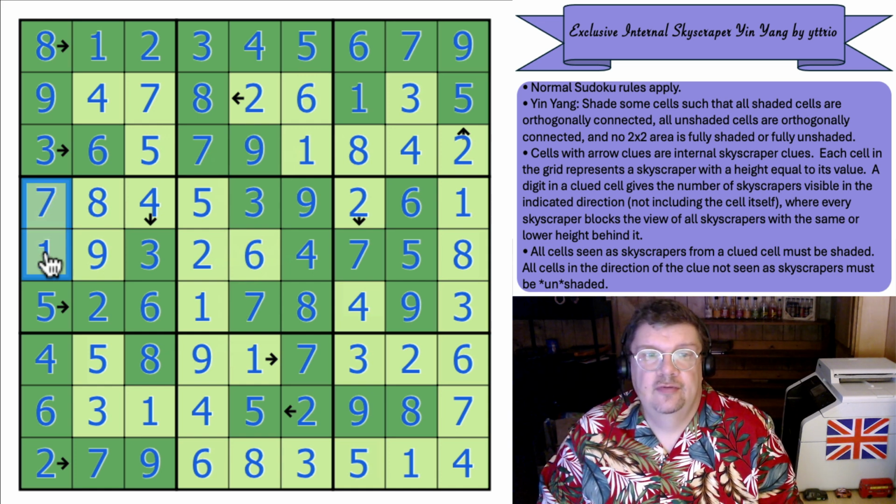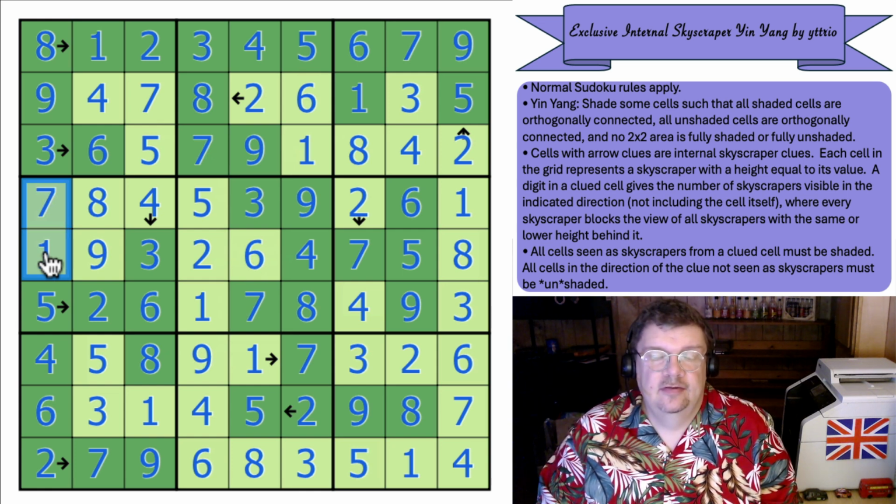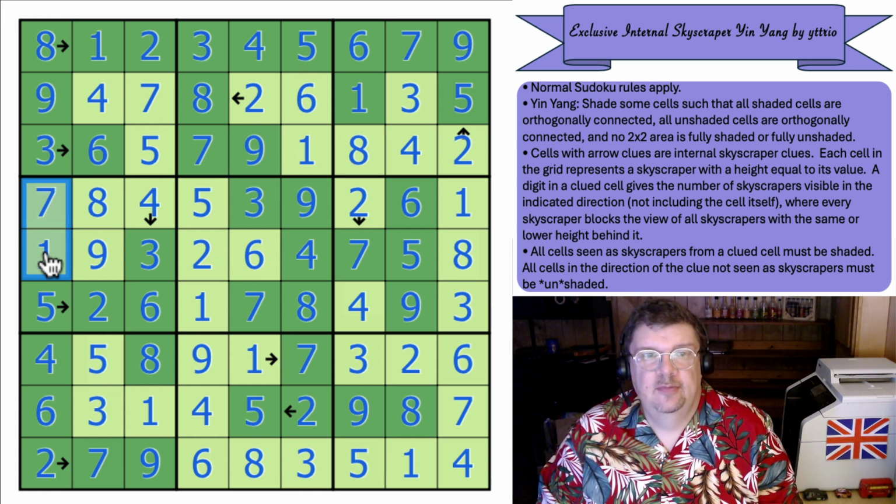A little on the tougher side for what I normally showcase, but it's hard to not tempt me with a yin yang puzzle because I do enjoy them.